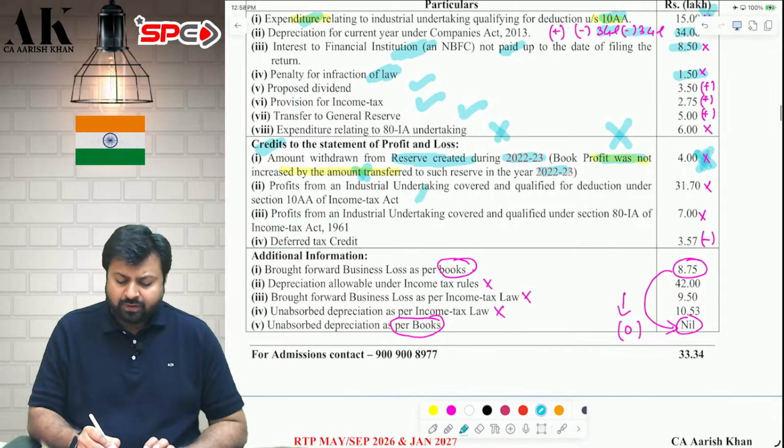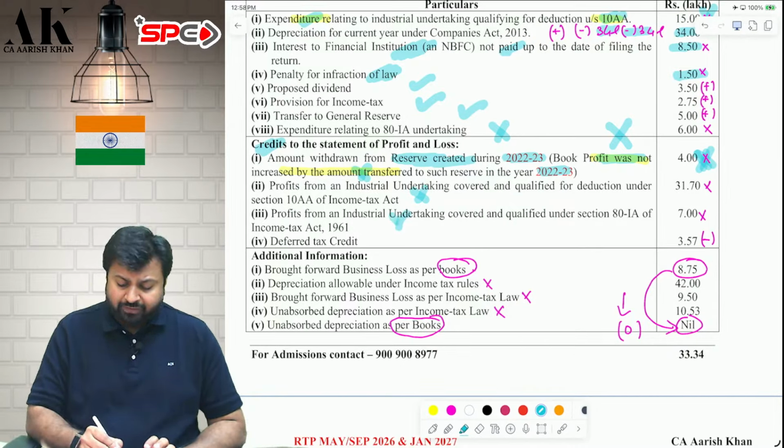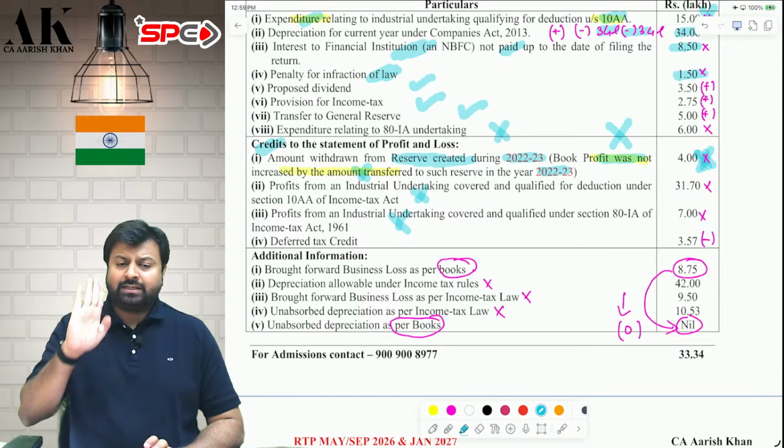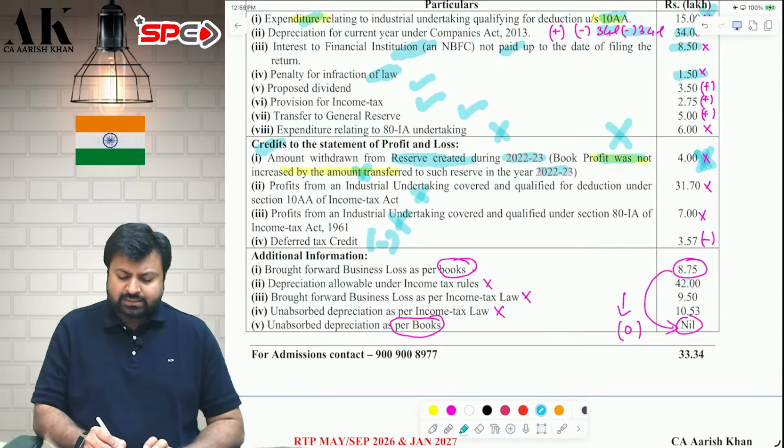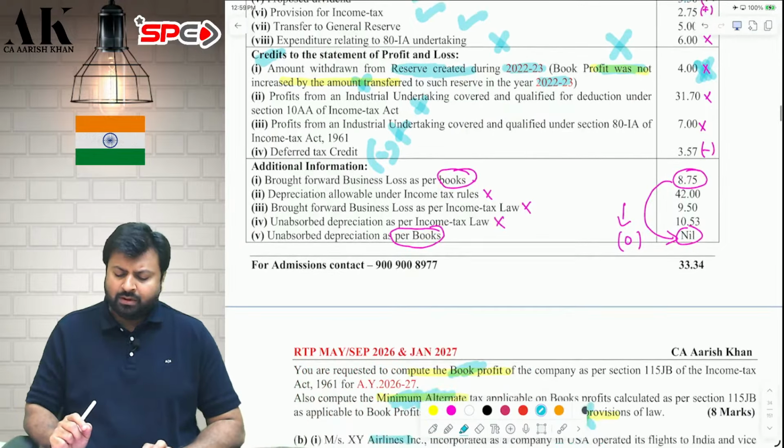Next, profit from 10AA, let it be part of MAT. MAT is applicable on 10AA. Profit from ATIA, let it be part of MAT. MAT is applicable on ATIA. Deferred tax credit, you can reduce. Deferred tax credit is not subject to MAT, so you can reduce that from book profit.